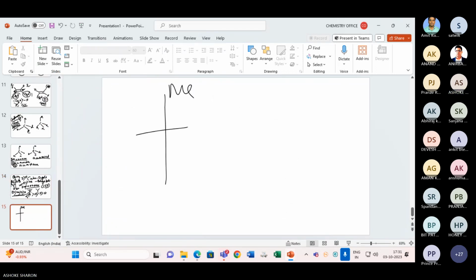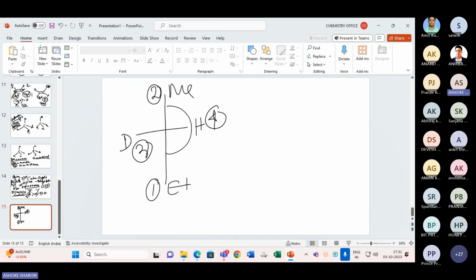Methyl, ethyl, deuterium, and hydrogen. I have just changed the position of the hydrogen and deuterium from before. Again, I am giving the numbering. This is 1, this is 2, this is 3, this is 4. As per the rule, it will be rotated this way. This is anti-clockwise, but hydrogen is again in the vertical position, so it will be R. Generally it looks like S, but it will be R. So this is the first priority of the CIP rule.